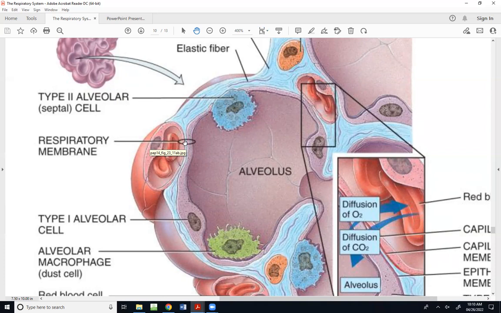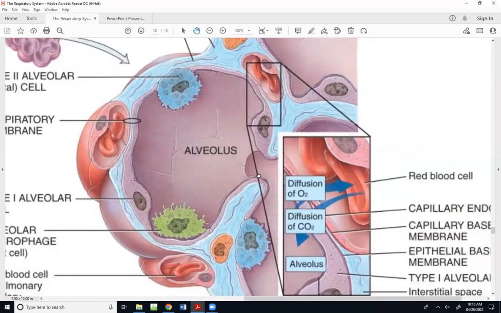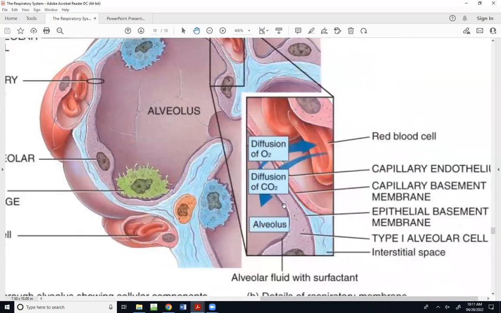That's, I don't even know if paper is that thick. I mean, it is an extremely, extremely, extremely thin wall. Okay. Now, there are 4 layers that make up that respiratory membrane, and they are labeled over here where we've kind of zoomed in at that junction between a pulmonary capillary and the alveolar wall.